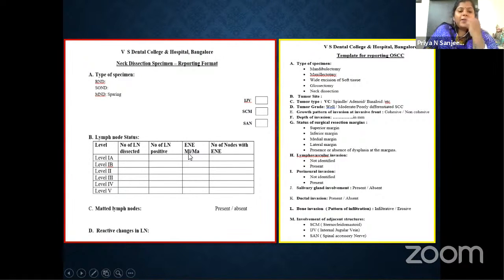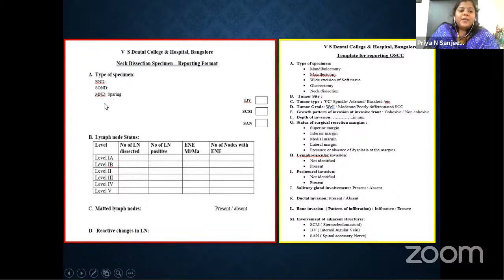extension. It doesn't matter whether it's micro or major, it has to be taken as positive when it is there. The number of nodes with ENE should also be mentioned, and a separate mention of matted lymph nodes has to be mentioned, whether it is present or absent with its dimension. Then reactive changes in the lymph node, whether it is follicular hyperplasia or diffuse hyperplasia or sinus histiocytosis, that can be mentioned. So in the macroscopy, type of specimen, now we know what is RND specimen, MND.